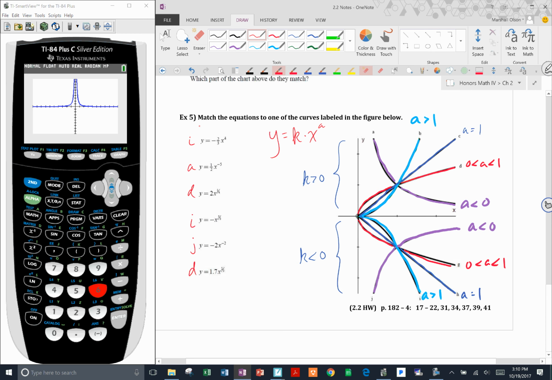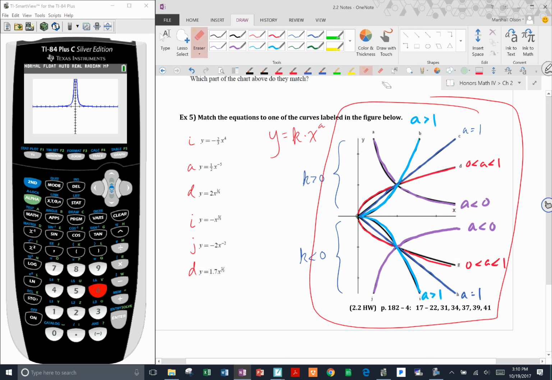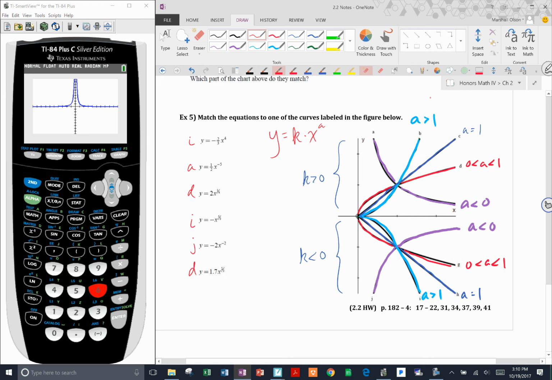So I think the most important thing I'd like you to get out of this is what these graphs look like. And they do have something like that in your textbook too. If you just jump right into identifying what those are, I think that's tough. I think if you actually piece apart what the A value is doing, what the K value is doing, it makes these problems a little bit easier.